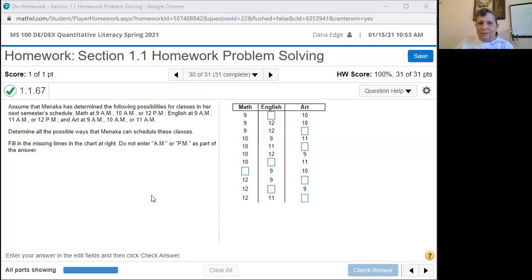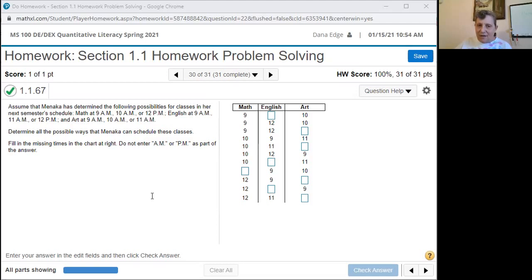Let's take a look at this problem. I believe this is problem number 30 from section 1.1, which corresponds to problem 67 in the textbook in section 1.1. Assume that Manaka has determined the following possibilities for classes in her next semester's schedule.